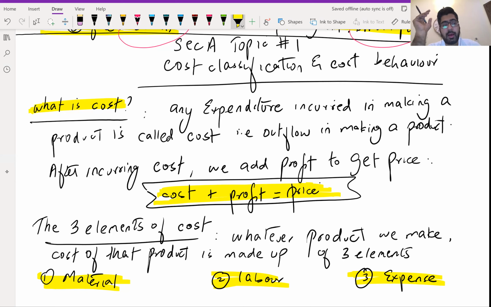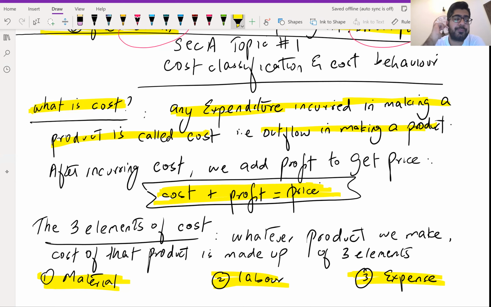Now, how do we define cost? Any expenditure incurred in making a product is called cost. That is outflow in making a product. Remember, whenever we make a product, the product is not made for free. There is some outflow. There is some expenditure incurred in making the product.